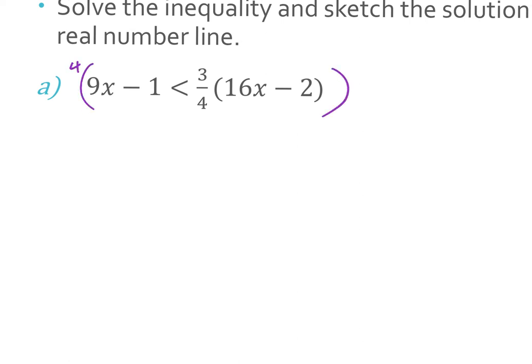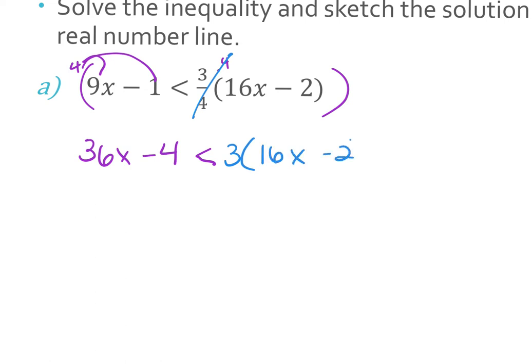Now, when we multiply by 4, obviously it goes to the 9. This would be 36x. It goes to the -1, so -4, less than. It doesn't change that sign. This times 4 would actually cancel this denominator out before the 3 would get distributed in. So the 4 doesn't get distributed into that 16 because it would cancel. So this would be 3 times 16x minus 2. Then we would distribute. And then combine your like terms.